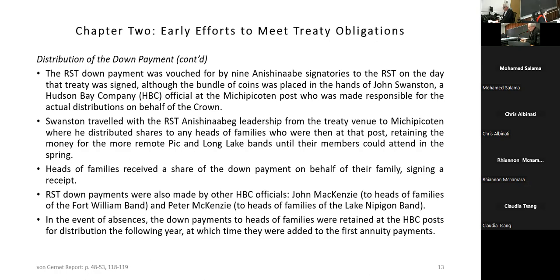Right from day one, even with the down payments, the HBC officials were doing this. I'm going to ask a heretical question, I'm sure. In your second bullet point, you say that the representatives of Pic and Long Lake bands weren't there, they were more remote. Did they sign? Are they signatories? Pic and Long Lake? No, they didn't have representatives there, as I recall. They had, but it was done through proxy.